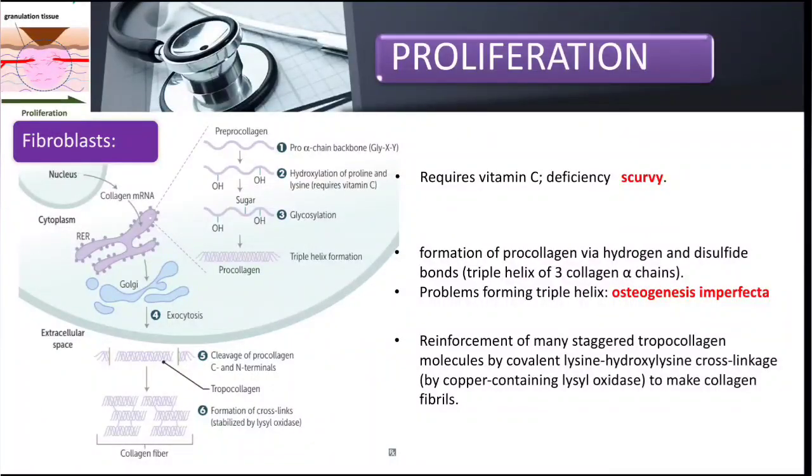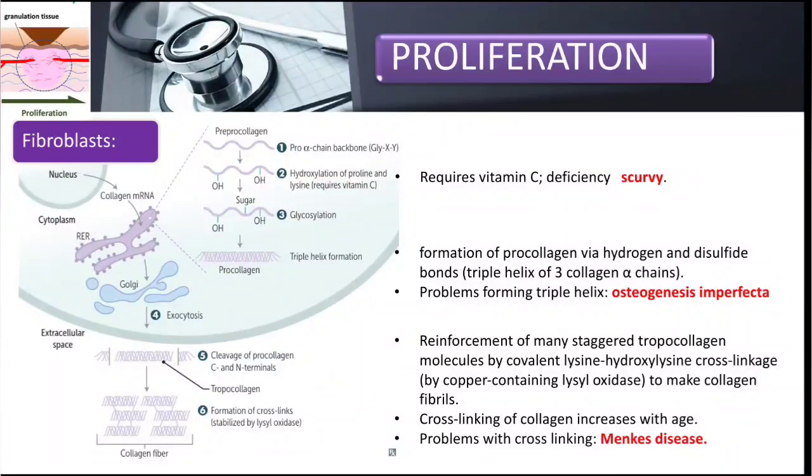Then there is a reinforcement of many staggered tropocollagen molecules by covalent lysine-hydroxylysine cross-linking. This cross-linking is mediated by an enzyme called lysyl oxidase. This enzyme contains copper, so it works with copper, and if there is a deficiency of copper, I will tell you the condition that may occur there. It's also important to note that cross-linking of collagen increases with age. If there are problems in cross-linking, there is Menkes disease. Menkes disease is another inherited condition, as we will talk about later.